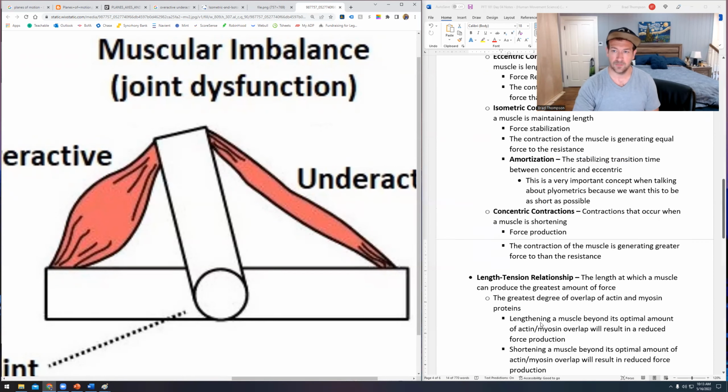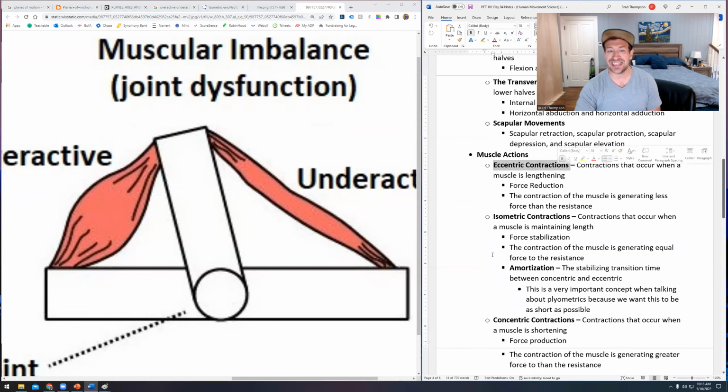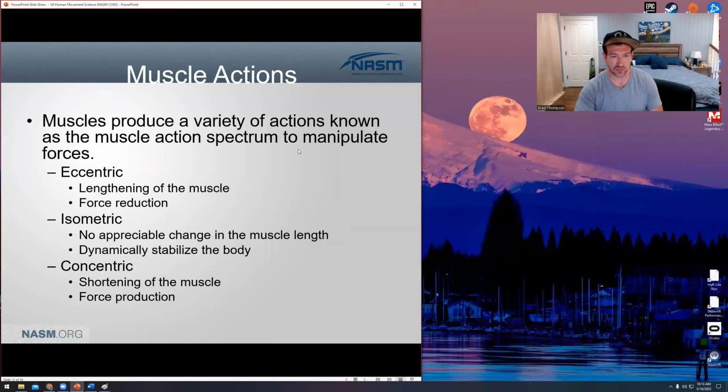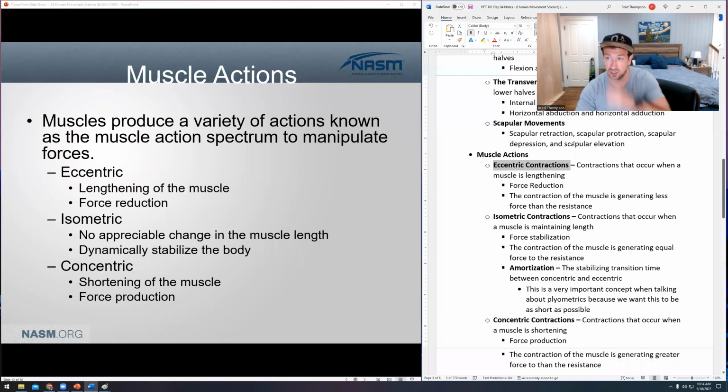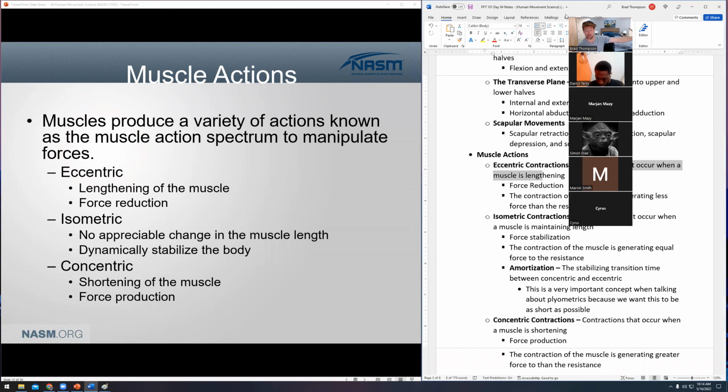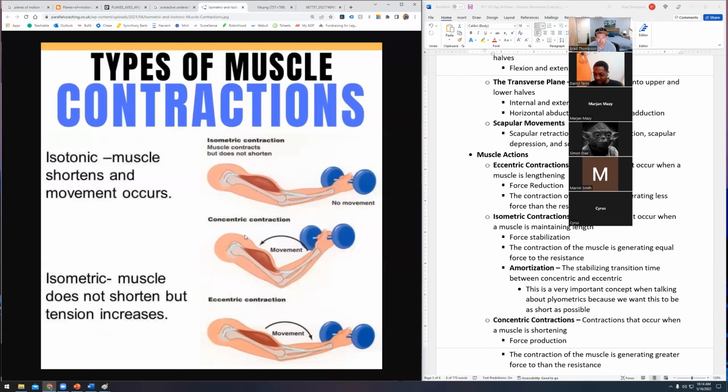Well, that is the opposite. That is an eccentric contraction. So eccentric contractions are the opposite of concentric contractions. They are contractions that occur when a muscle is lengthening. So again, if my muscle is all shortened up and bunched up like this, right? And then I lengthen it out. That's an eccentric contraction, okay? You can see that here in the picture, right? So a concentric contraction is creating movement, it's producing movement, and eccentric contractions are reducing movement.